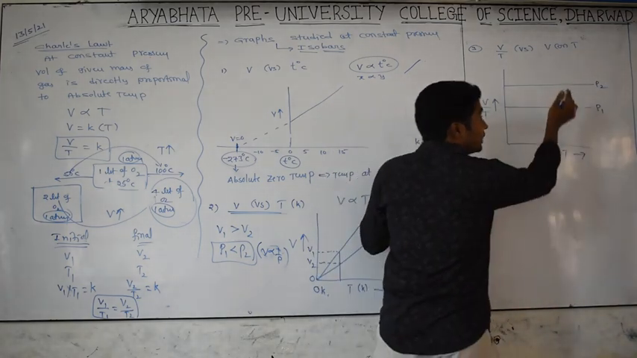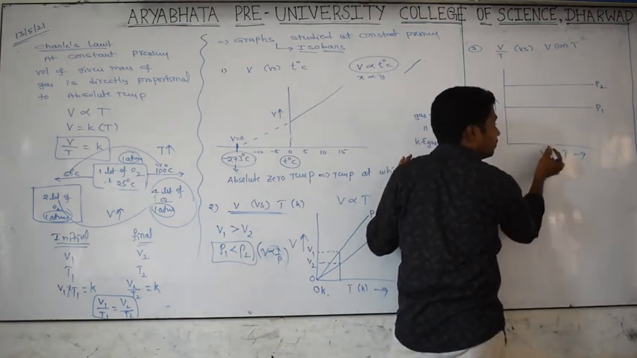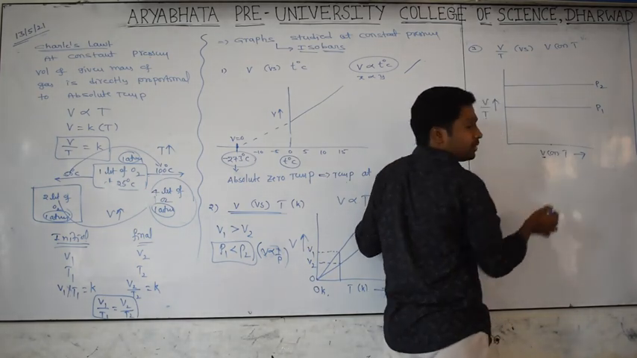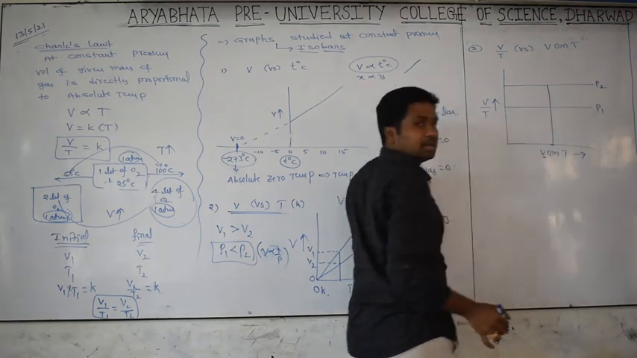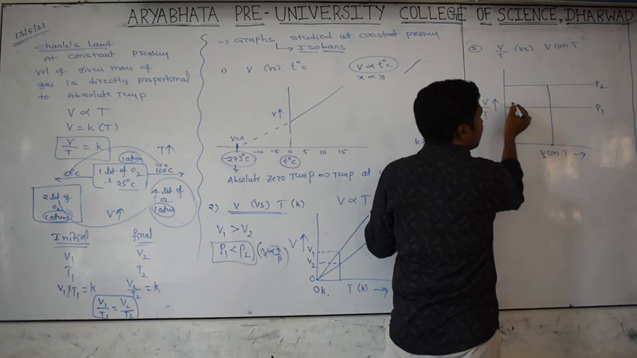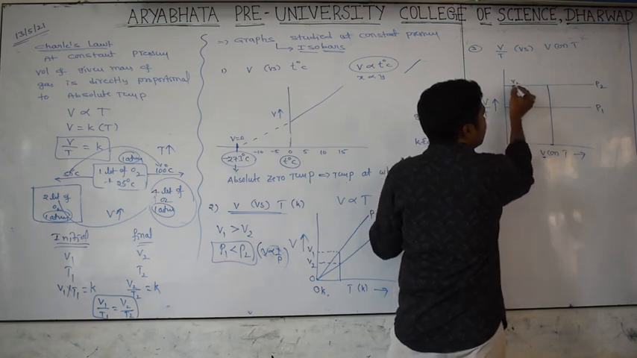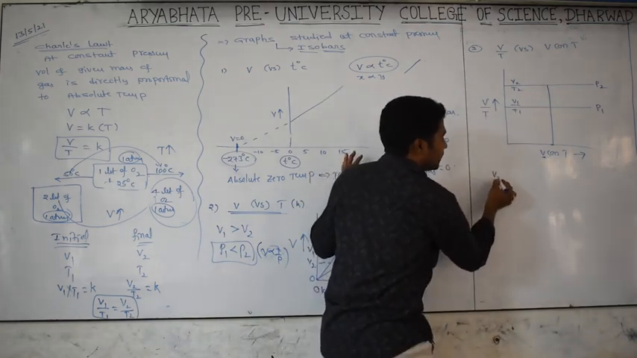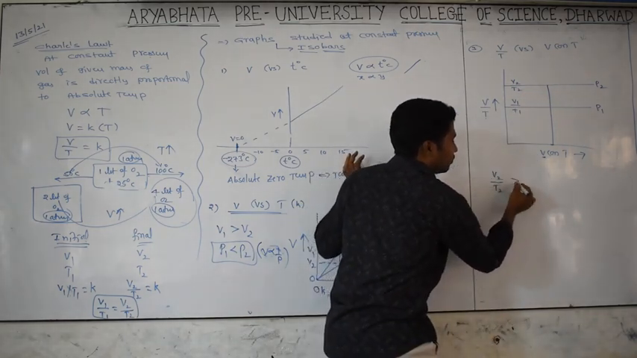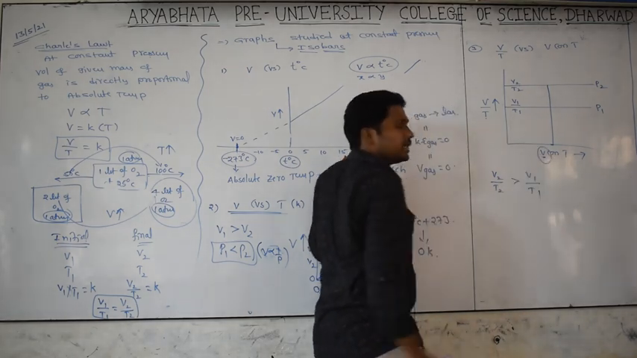Now I want to get the relation between P1 and P2. What should I do? Take volume or temperature as a constant. From there we have to draw the vertical line. After that, this is P1, V1 by T1. This is V2 by T2. Which is more? V2 by T2 is more than V1 by T1.